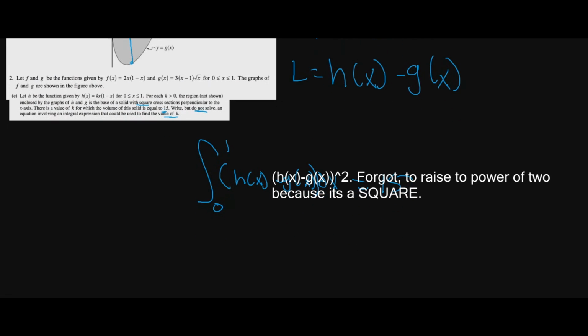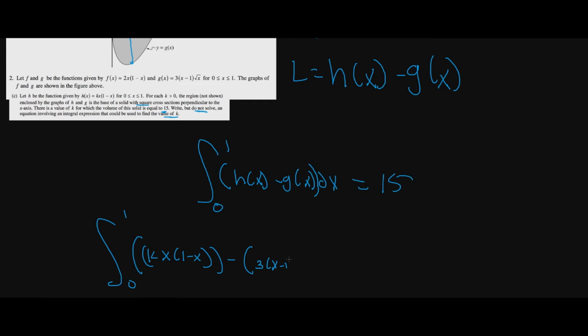Now, if you want it to be more precise, then we can write it as the integral from 0 to 1 of h of x, which is kx(1 minus x), this whole thing subtracted by g of x, which is 3x minus 1 square root of x, extra set of parentheses, squared, dx. Don't forget your dx. Dx is equal to 15. If we have that information there, then we can figure out and solve what k will be. But we don't need to solve it. We need to set it up.